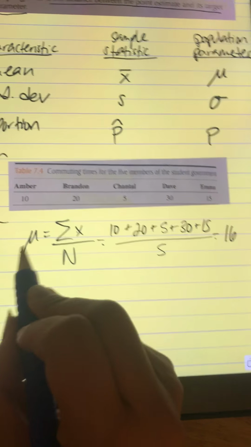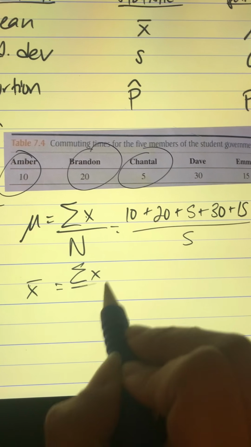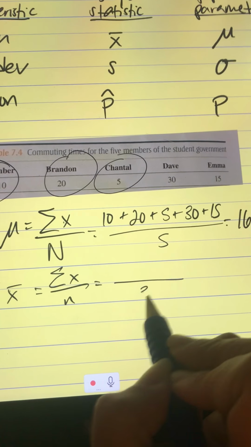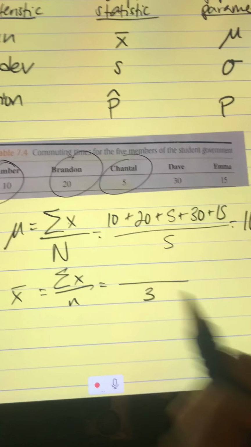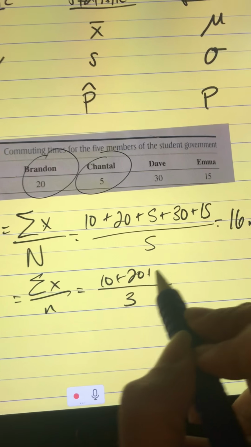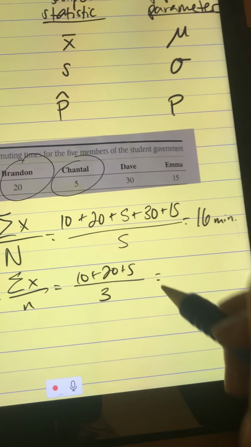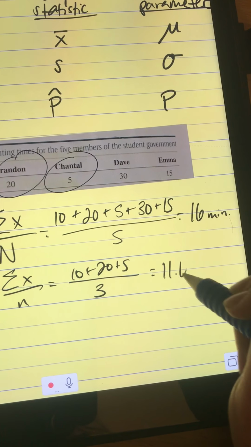Now, if I want to take a sample, I can find a sample mean, but I have to decide who am I going to choose. So if I happen to choose Amber, Brandon, and Chantal, then I'm going to have still the sum of x's, but remember it's lowercase n because now I only have 3 in my sample size. And I have 10 plus 20 plus 5. So my average there comes out to 11.67 minutes. So even though for the population the average time was 16 minutes, for this one sample, I'm just going to give this a little 1, it takes them about 12 minutes.